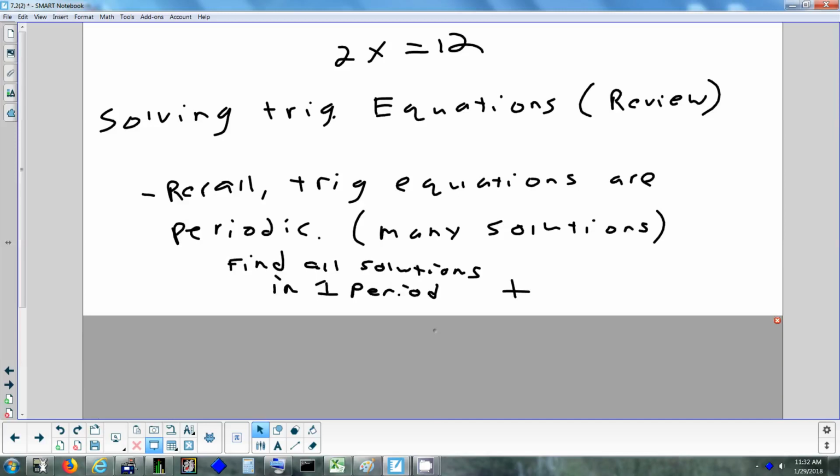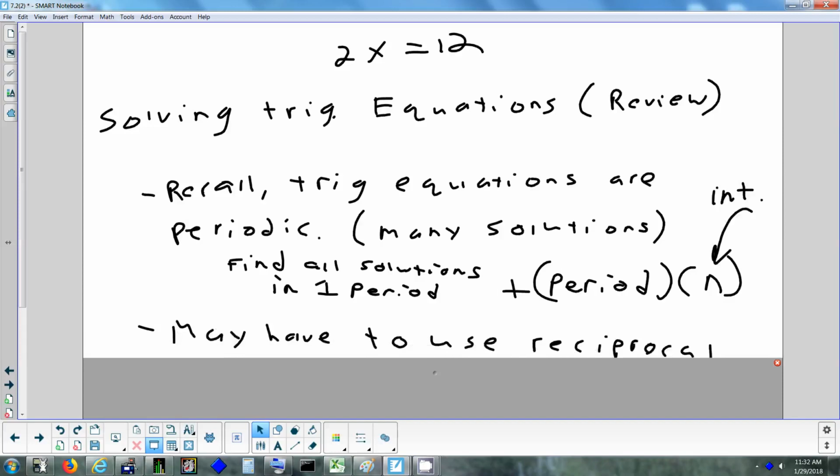And then on the end of each one of them, put plus the period times n. That's how you represent all solutions. Because if there's infinitely many, you can't write them all down. You need a formula to write them all down. It's like if I said to you, write down every even number in the world. You can't. But you could write a formula for all the even numbers in the world. N is an integer: 2, 3, 4, -2, -6. It's not a fraction or decimal.